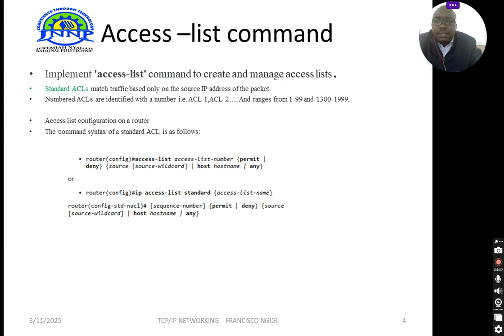The IP access list command will come later. The access list command is used to create or manage access lists. Standard ACLs match traffic based only on the source IP address of the packet. Numbered ACLs are identified with a number, ACL 1, ACL 2, and range from 1 to 99 for standard ACLs, and it goes to 1399 for what we call the extended ACLs.